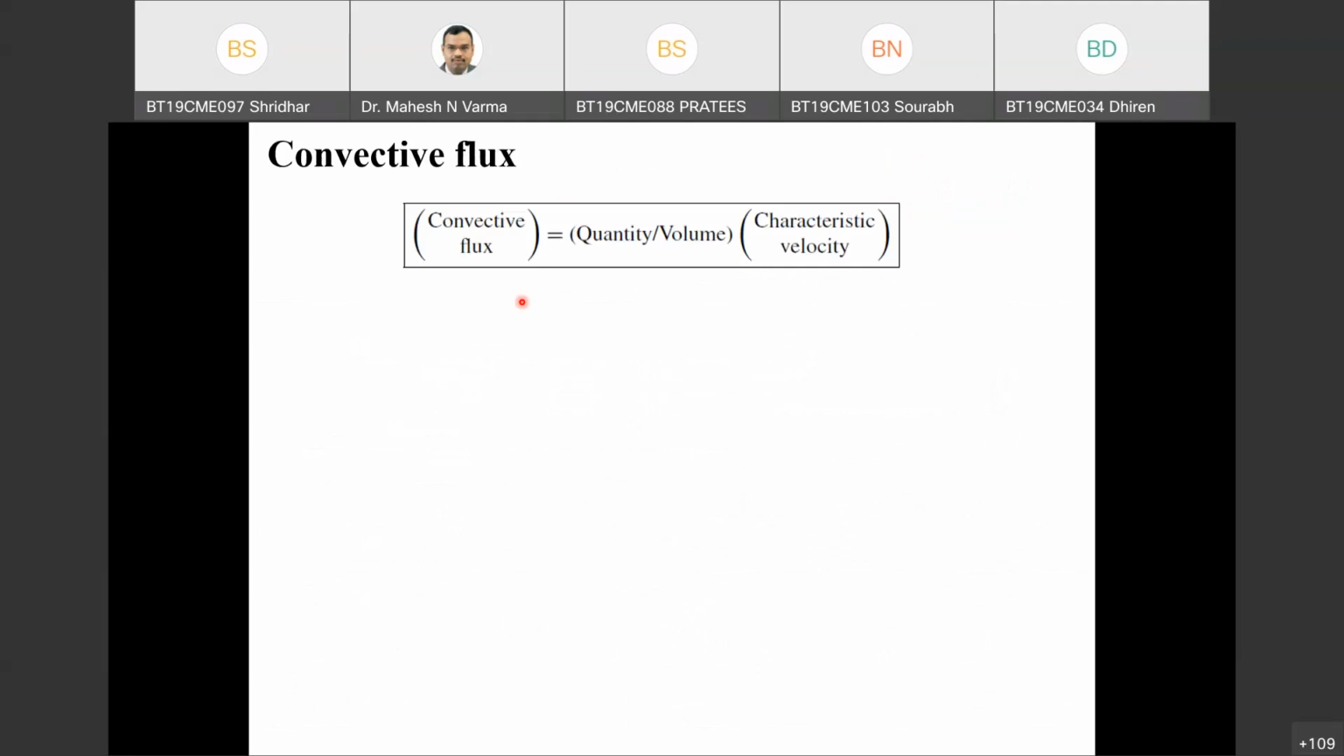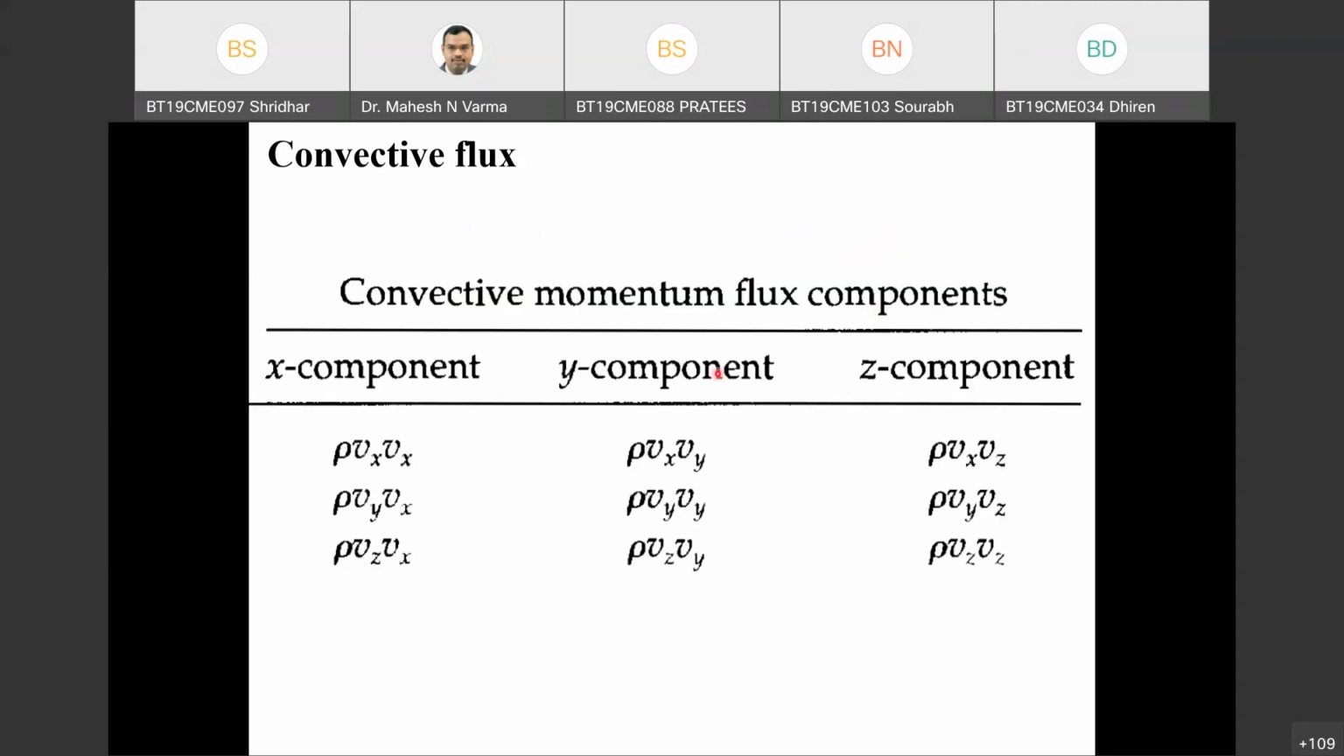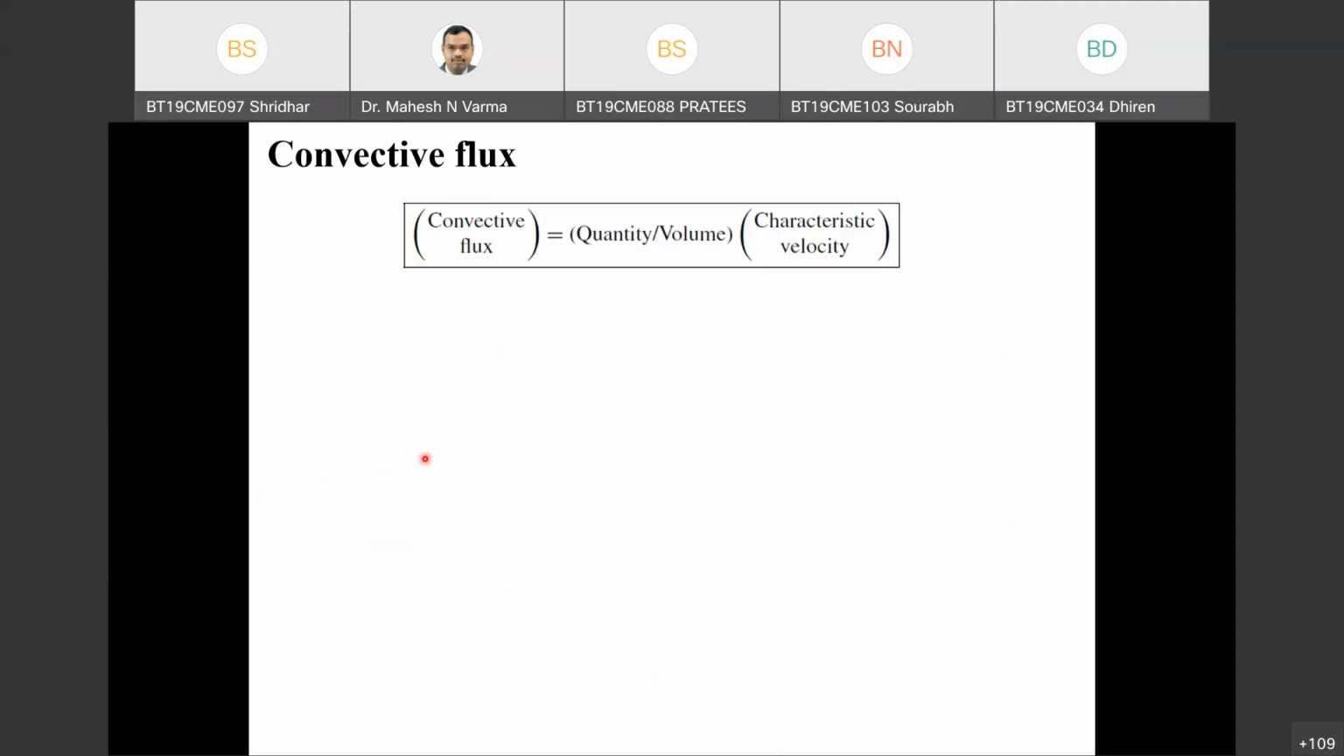So what is convective momentum flux? Convective momentum flux is a quantity per unit volume times the characteristic velocity. This also we have discussed. There are 9 components of convective momentum flux. Rho V is momentum per unit volume, multiplied by the characteristic velocity. This is the x component, this is the y component, and this is the z component. If you want to recall, you can go back to the video recordings and see quantity per unit volume and characteristic velocity, which is associated with the convective flux.